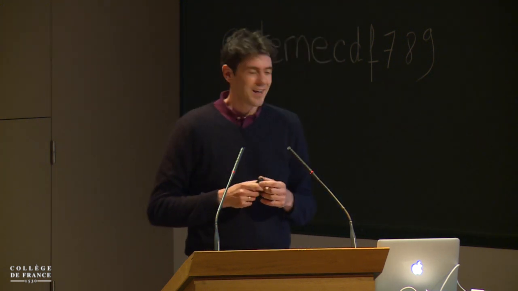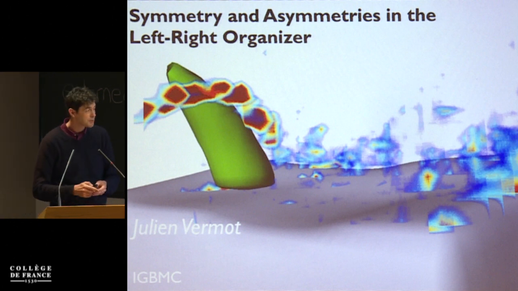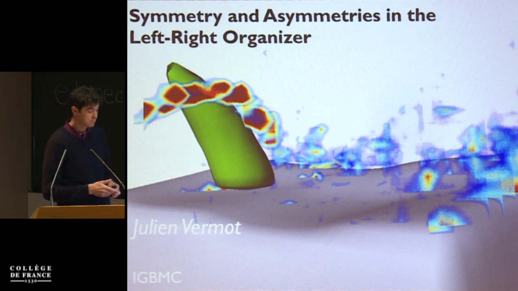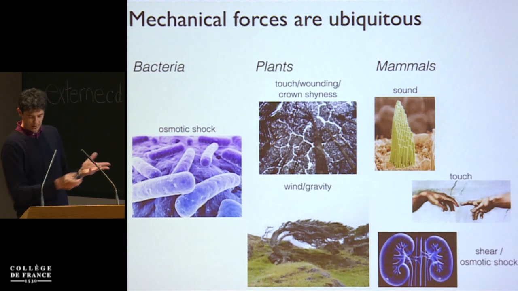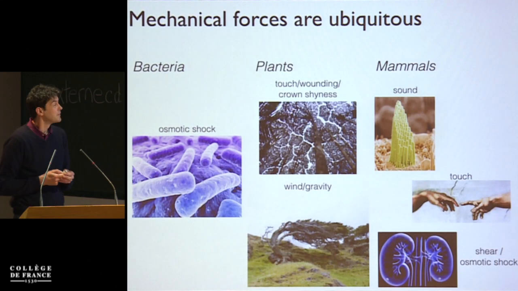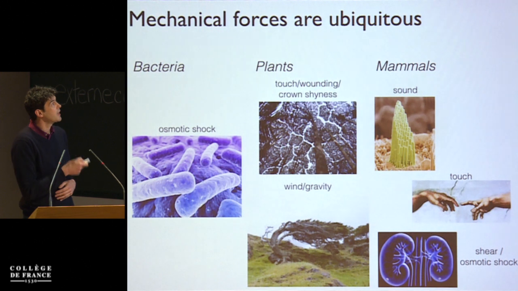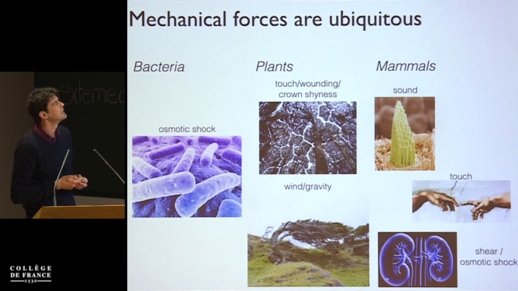Okay, great. So my lab is interested in understanding how mechanical forces impact morphogenesis and cell decision in the embryo. It comes from an observation that you certainly all know, which is the fact that mechanical forces are ubiquitous. They are acting all the time, everywhere, at every scale. So they act at every level, in every type of species, from bacteria, plants, and mammals.